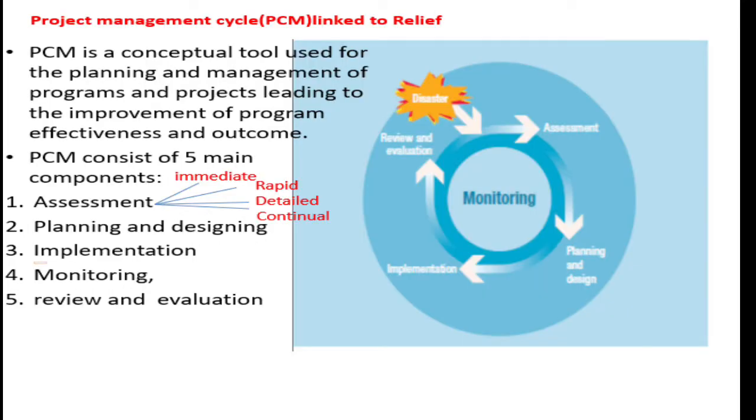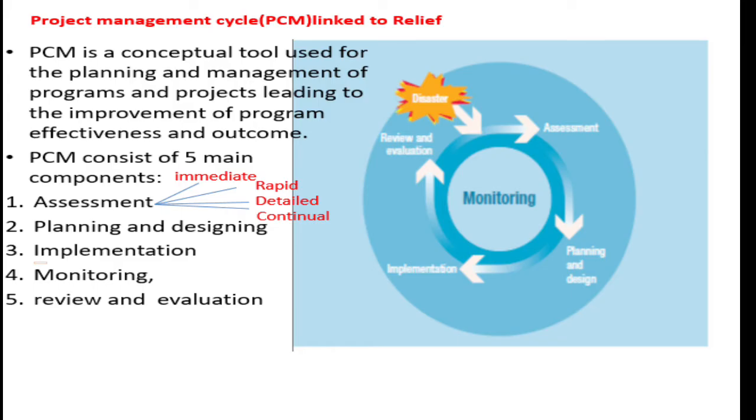Now, the project cycle management, PCM, is linked to relief. PCM is actually a conceptual tool used for the planning and management of programs and projects, leading to the improvement of program effectiveness and outcome. PCM actually consists of five components. You can see in the picture there are five components involved. First one is assessment, next is planning and design, third one implementation, fourth one monitoring and fifth one review and evaluation.